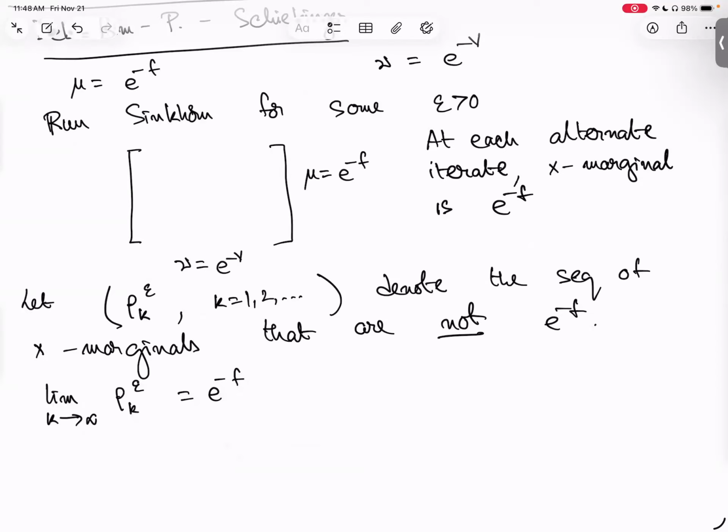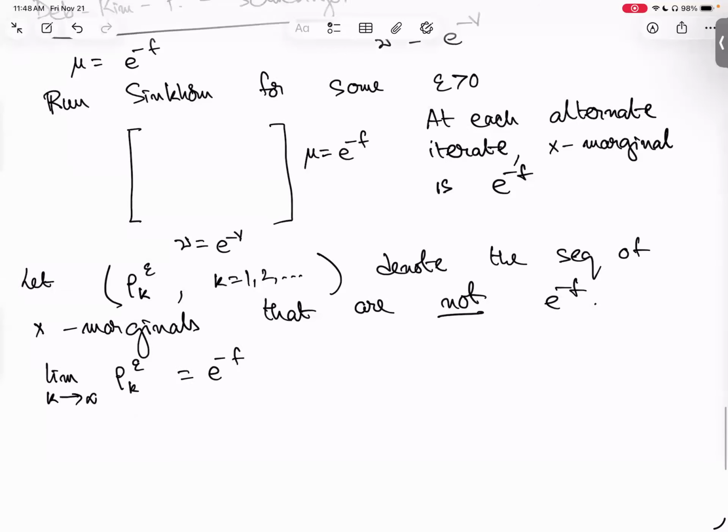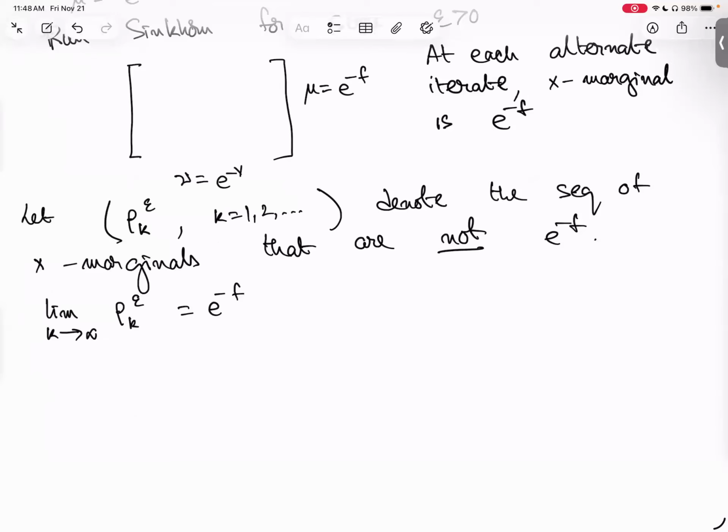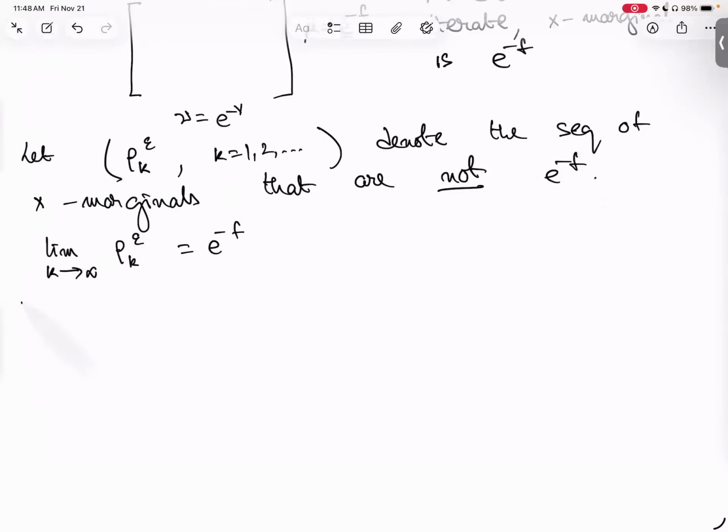Now, what we want to understand is what happens to the sequence as epsilon goes down to 0. So this is a sequence, and I want to understand what happens to it as epsilon goes down to 0. So what am I going to do here? What do I mean by this?